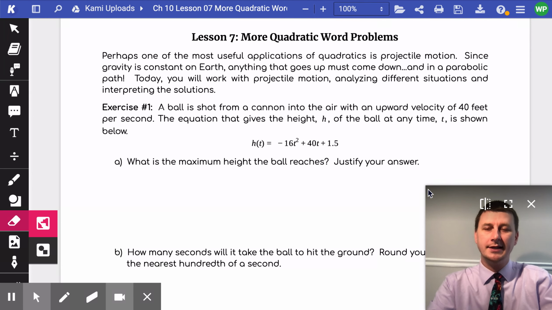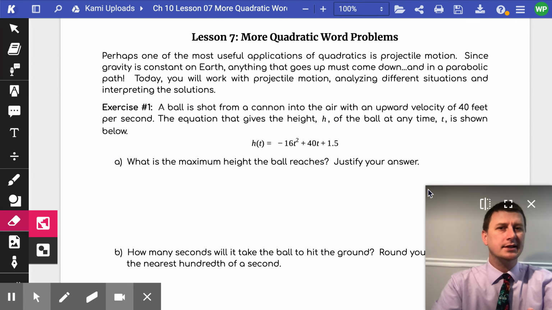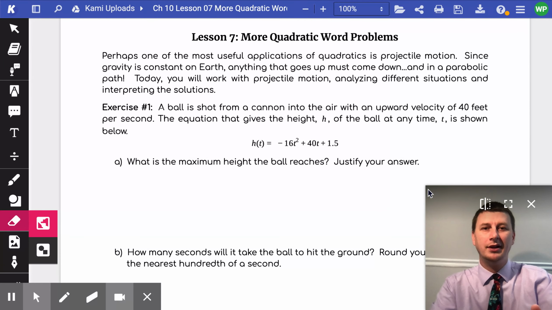Now, if you remember, Lesson 6 dealt with the first part of quadratic word problems, but those word problems were more like the riddle type, where you figure this out based on this information. What we're going to look at today is where quadratics come into play, mainly with projectile motion. And that's what it says in that first paragraph.